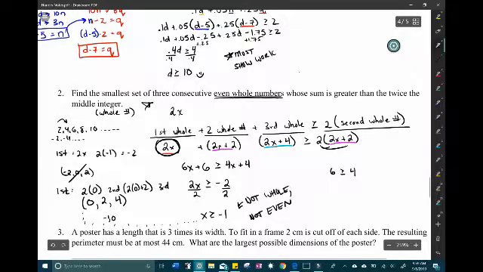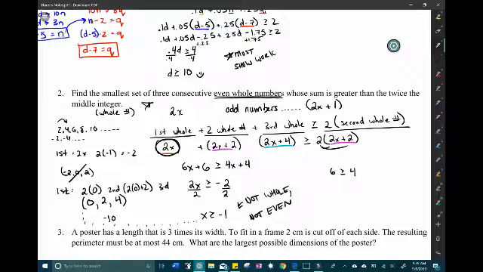For example, let's say it said odd numbers. Those are represented by 2x plus 1. Those actually give you all the odd numbers. So some thinking problems with that.